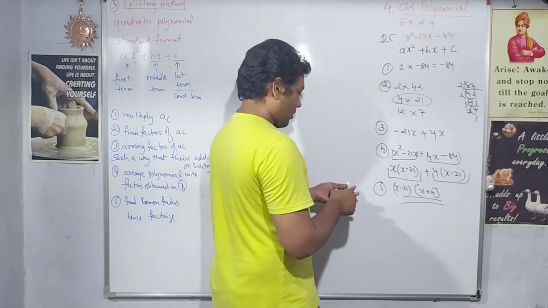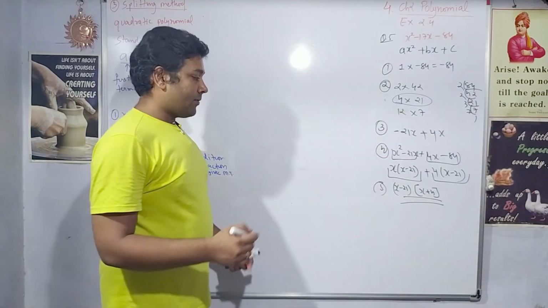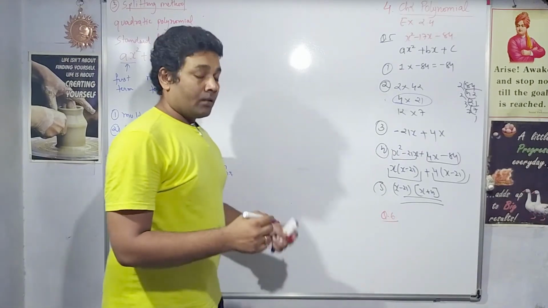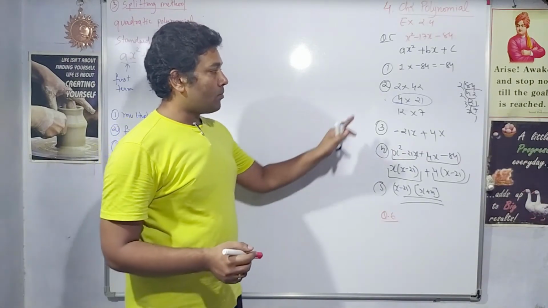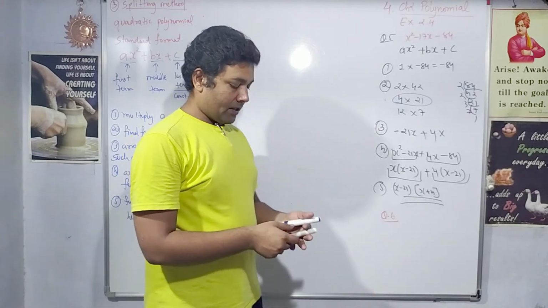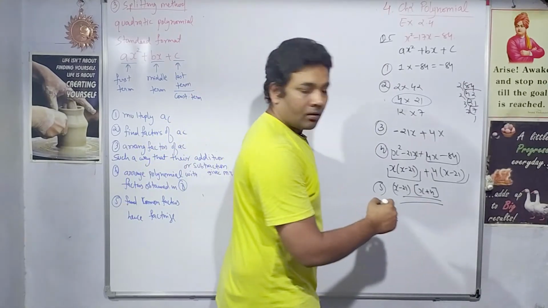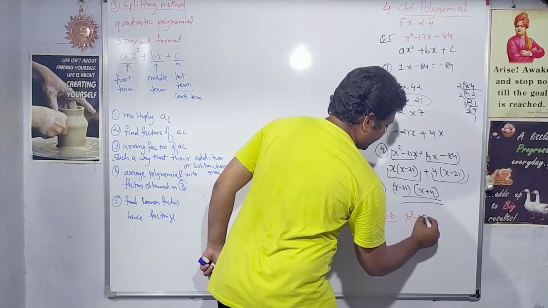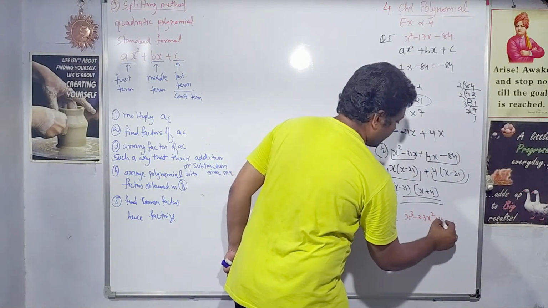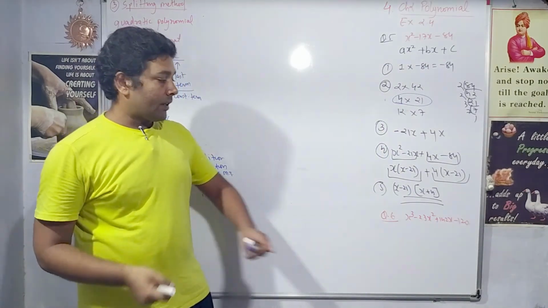So I'll take a complicated or lengthier question. Next we'll take one complex cubic equation to factorize. In cubic equations it will be a combination of splitting method as well as a long division method. So let us take this question. The question is x cube minus 23x square plus 142x minus 120, right? So it is a cubic equation.